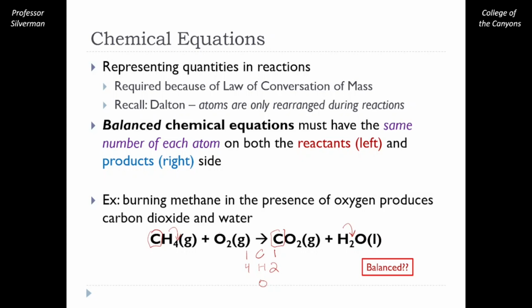On the left, we have 2 oxygens. On the right, we have 2 oxygens, plus another 1 for a total of 3 oxygens. Is this balanced? No. We've had 2 hydrogens disappear, and we'd have an oxygen show up out of nowhere. This doesn't work. This is actually no good.